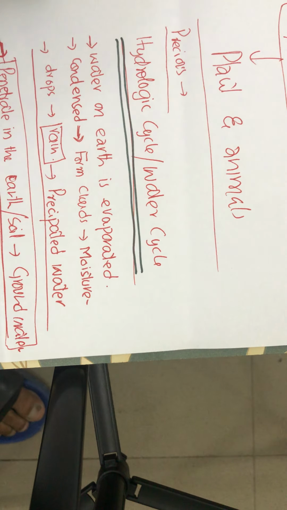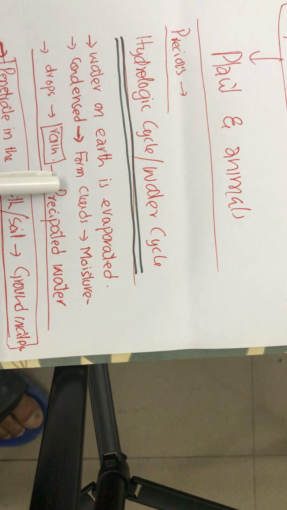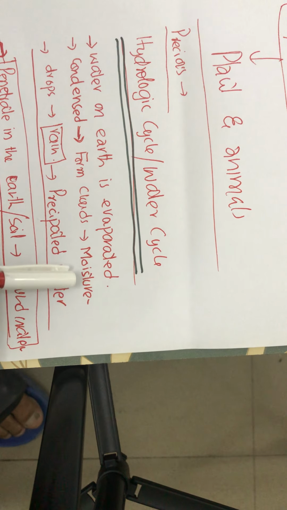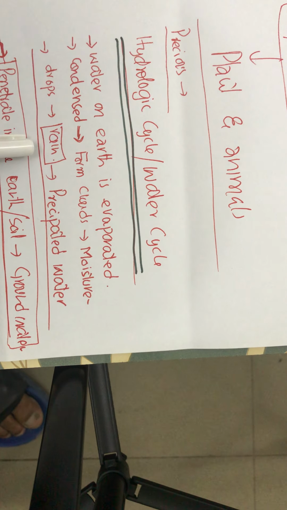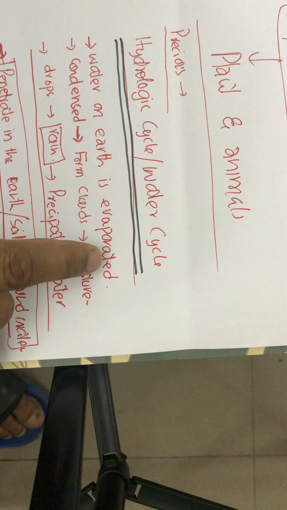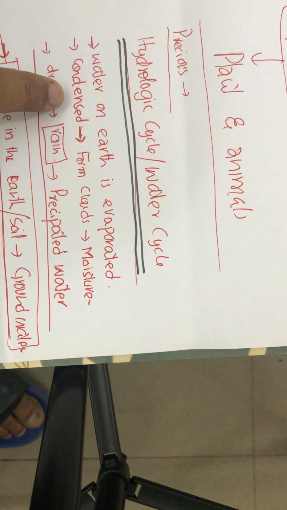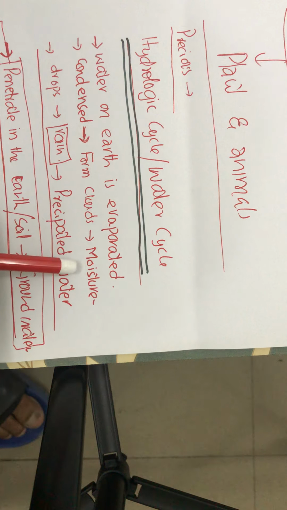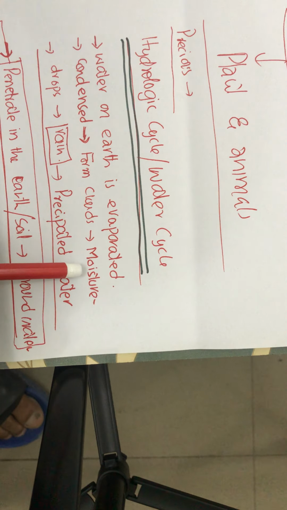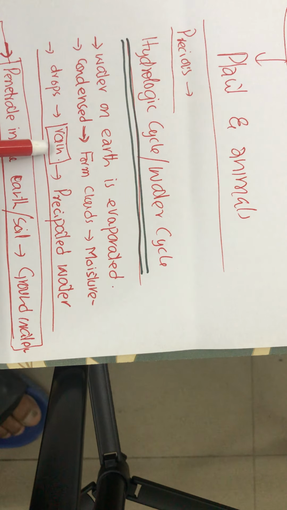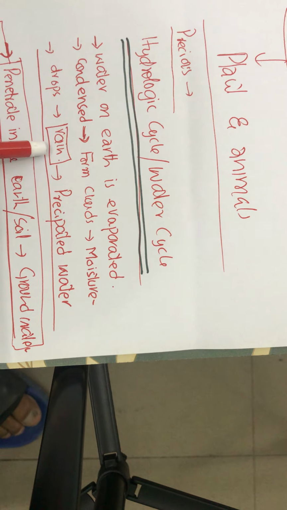and when it is condensed, they form clouds. And when they form clouds, the temperature is low, they form moisture. The moisture forms drops. The drops come back to the earth in the form of rain, and that is known as precipitated water. In simple words, the water is evaporated in the upper atmosphere. Due to low temperature, the water is condensed. When it is condensed, they form clouds. When they form clouds, they form moisture, they form drops, and because of gravity, the drops come to the earth, and that is called rain or precipitated water.